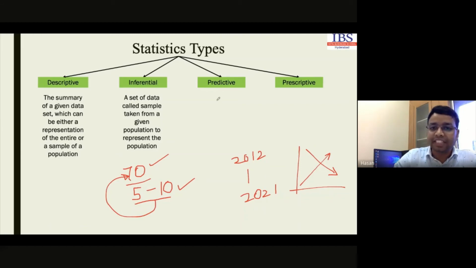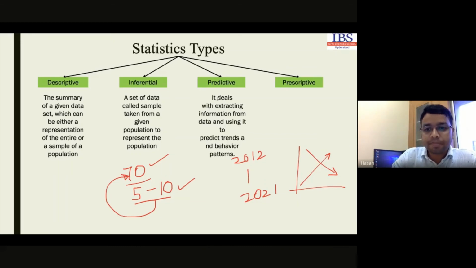So this is predictive. Basically it is an estimate type that helps us to decide the trend. Yes, estimate type, basically forecasting.